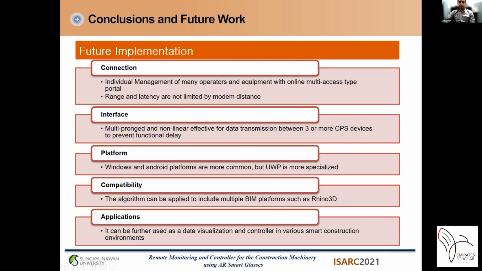And the interface can be improved by making some multi-pronged and nonlinear transmission between the devices. The platforms can be improved by having more platforms like UWP, Windows, iOS. And the algorithm can also be applied to include multiple BIM platforms such as Rhino 3D. And this algorithm can also be further used as a data visualization and controller in various smart construction environments.